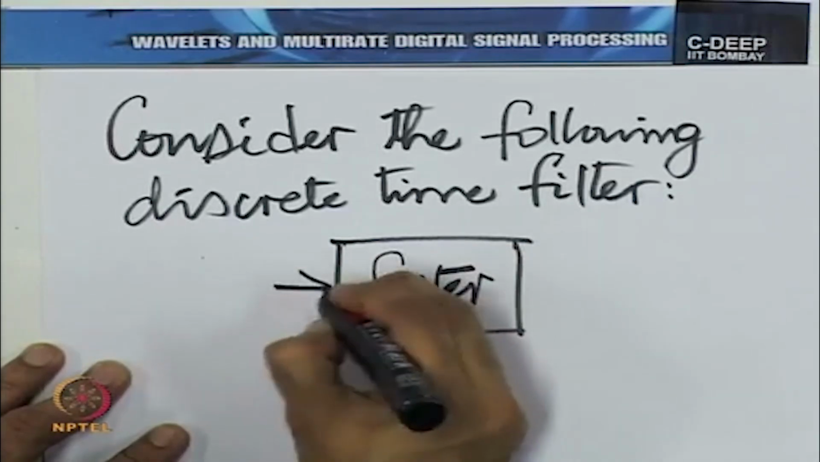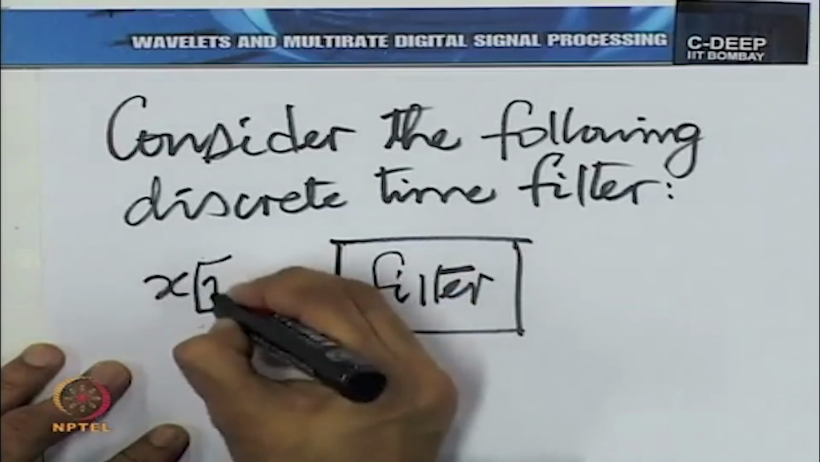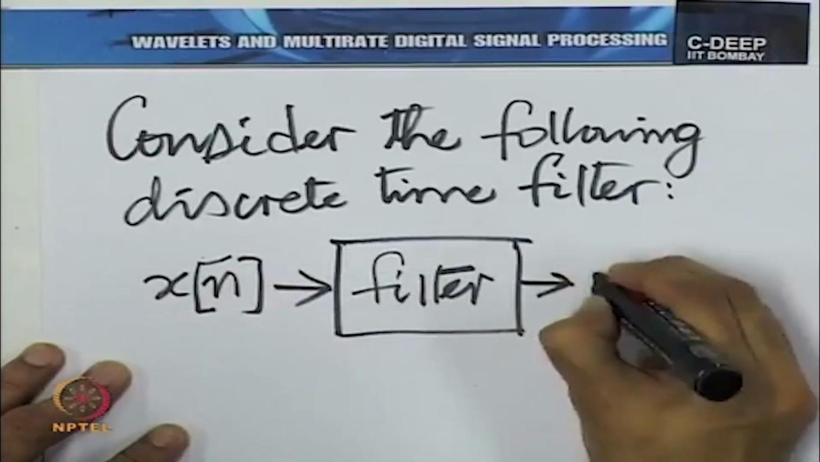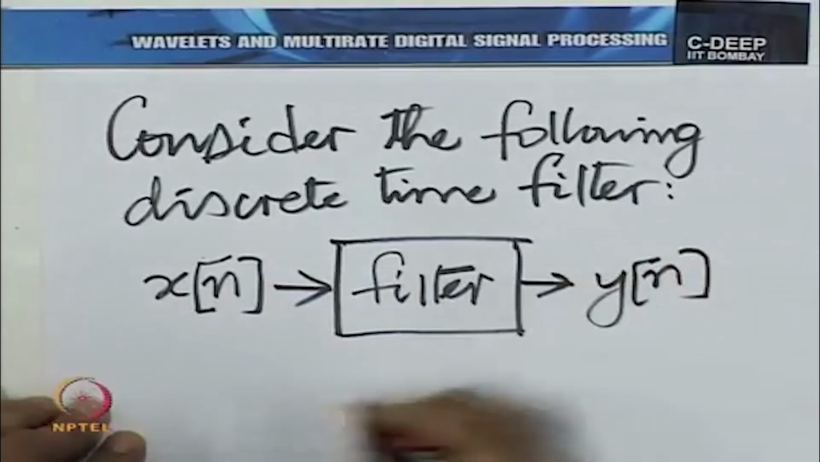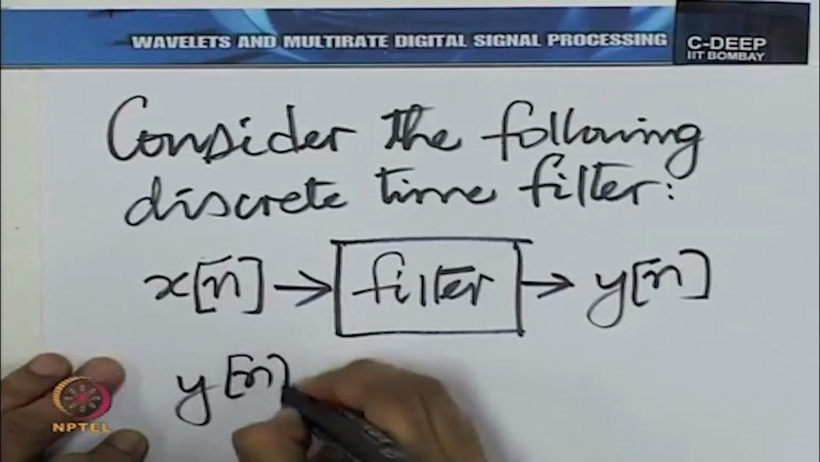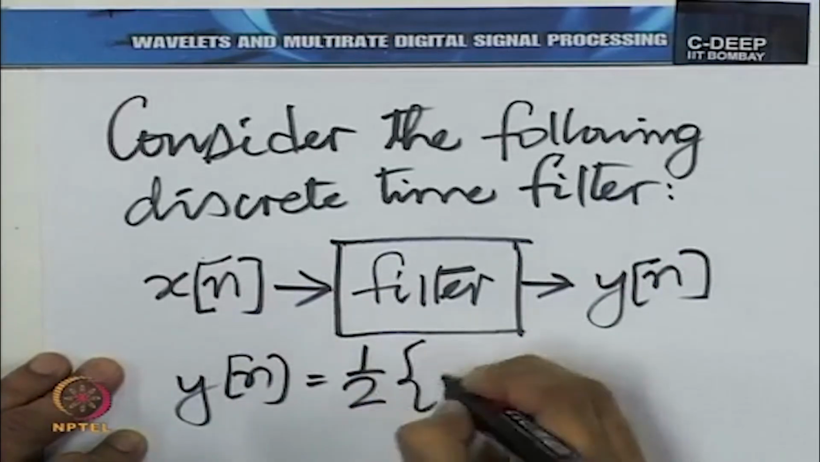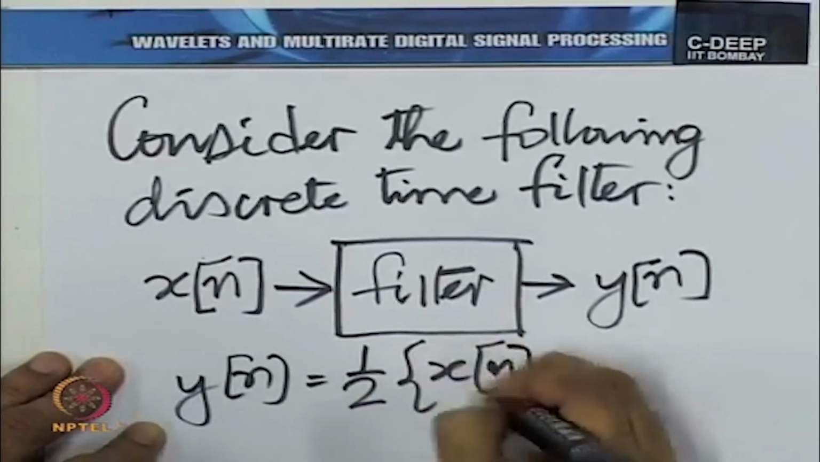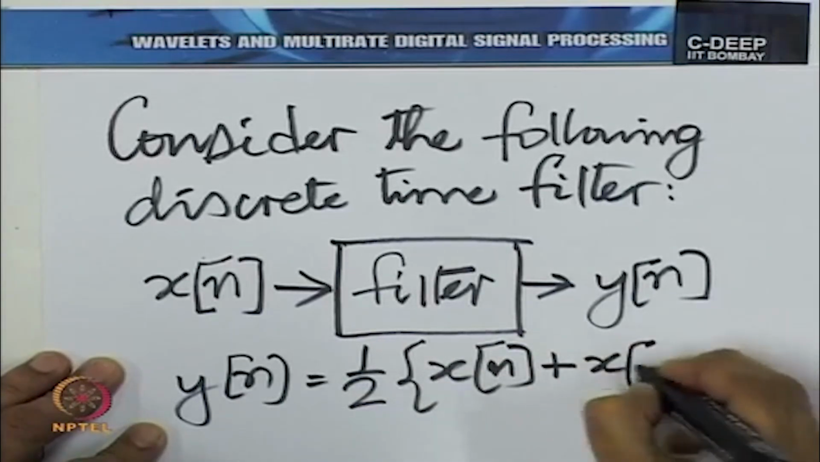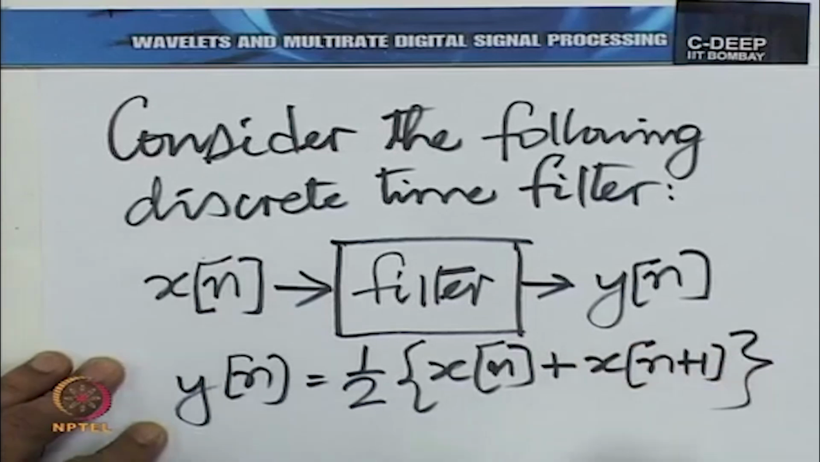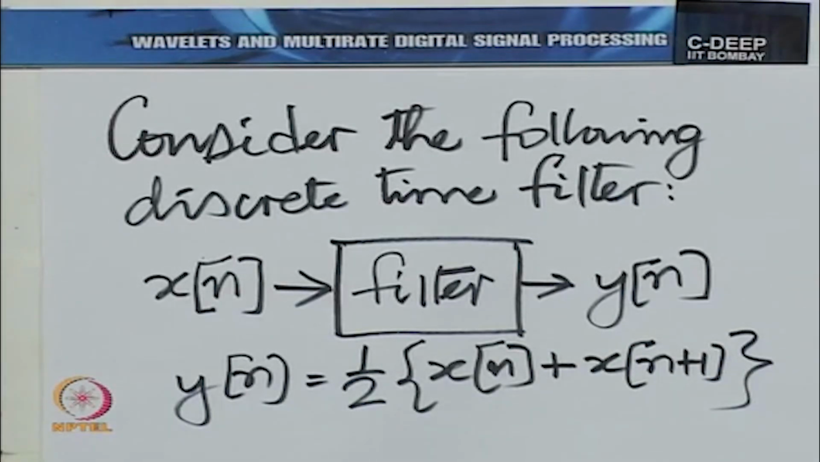Let the input be x of n and the output be y of n, and y of n is half x of n plus x of n plus 1. You know, it is a non-causal filter. Let us not worry too much about it for the moment. Let us accept it even if it is non-causal.